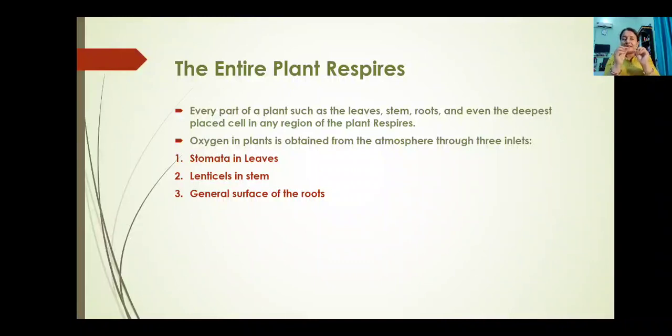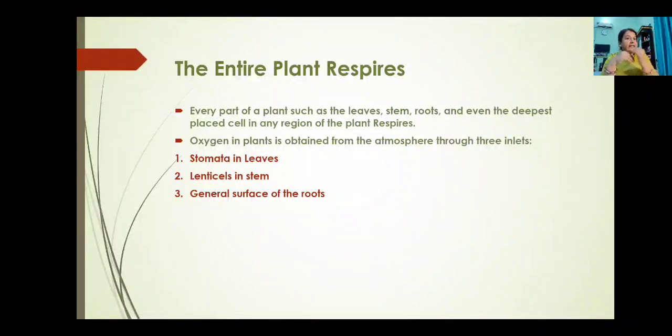Lenticels, what are lenticels? These are minute openings which are found on the older stems. And if we compare lenticels with stomata, lenticels remain open throughout life, whereas stomata open during the daytime and close at night in the evening. So this is the difference between them. So where are they located? They are located on the older stems of trees, and they are small openings. Through these also gaseous exchange takes place.